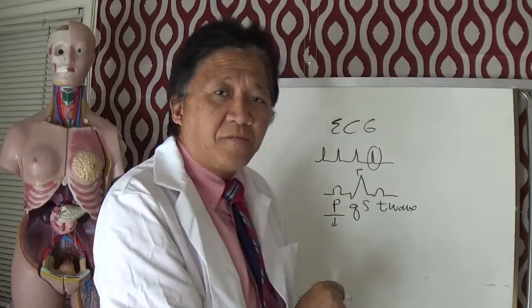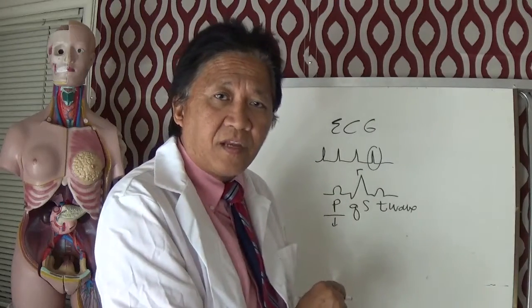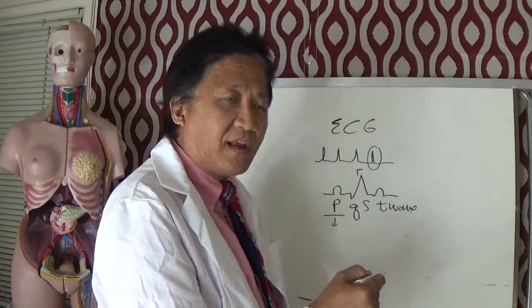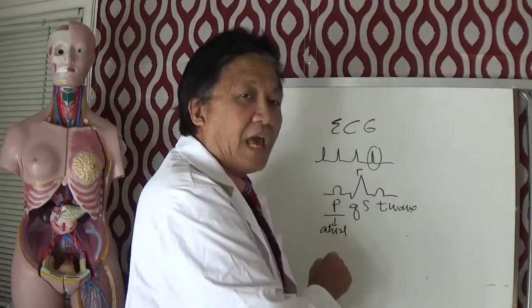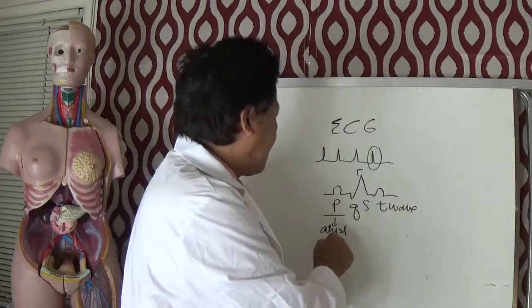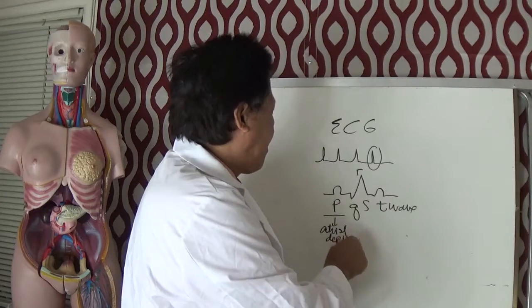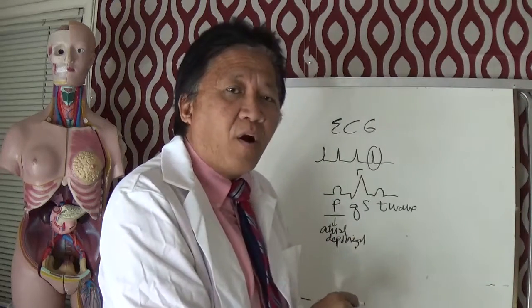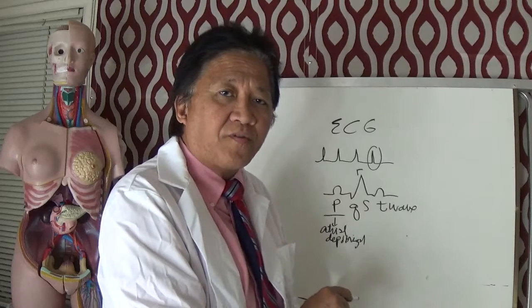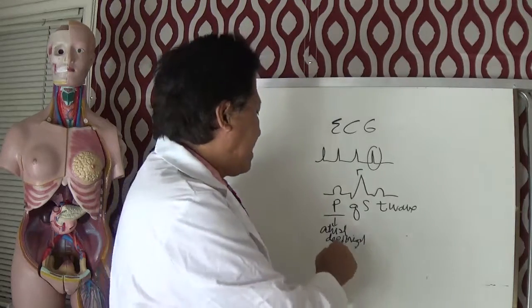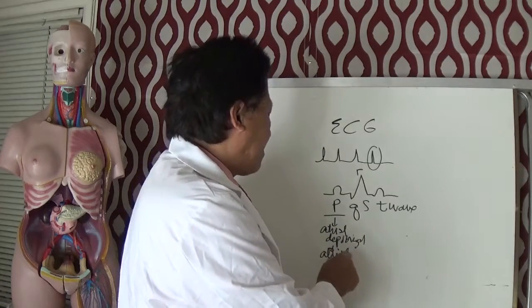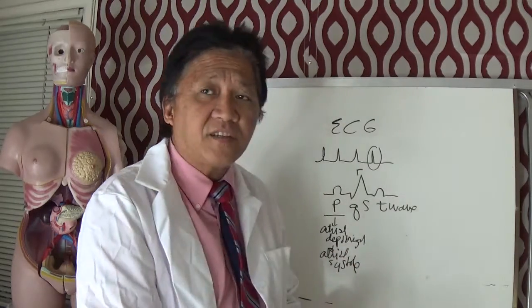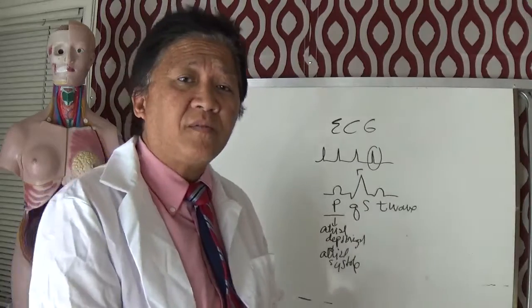The P wave represents, as we said, to depolarize means to stimulate with electrical stimulation, atrial depolarization. And if you depolarize the atrium both on the right and the left side with the SA node, it will lead to atrial systole. What does systole mean? Systole means contraction of the muscles.